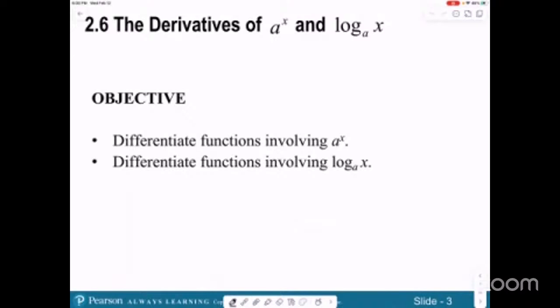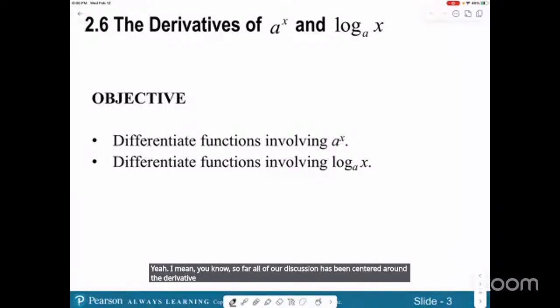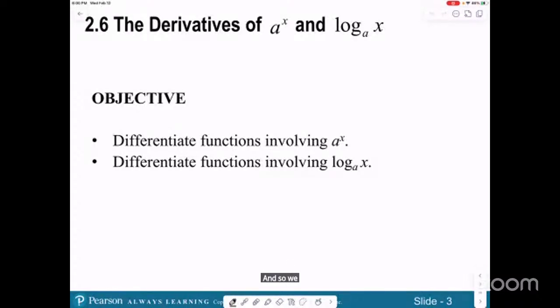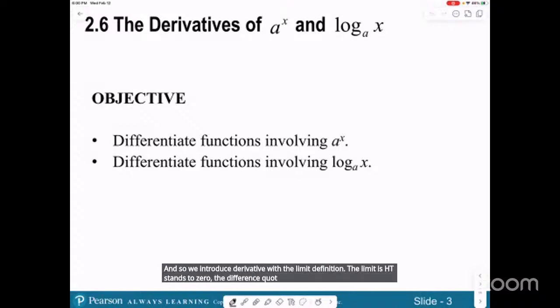So far all of our discussion has been centered around the derivative. Just as a reminder, the derivative is the slope of a tangent line at a point. You can essentially think of it like that. We introduced the derivative with the limit definition: the limit as h tends to 0 of the difference quotient. It was a little bit drawn out, but then we started exploring some sophisticated techniques for finding derivatives.